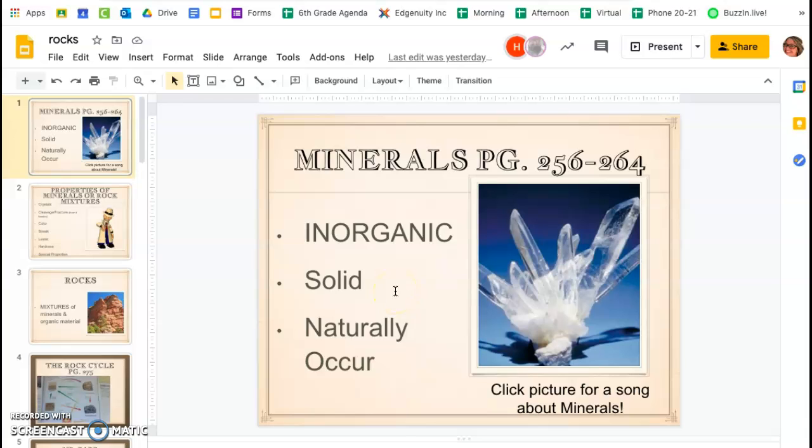So if you go into the slideshow and you click present and you click on this picture, it says click on the picture for a song about minerals. It's kind of a fun link that you can go to, and it's just a review and a reminder of what minerals are. So again, to be a mineral, you must be a naturally occurring inorganic solid.